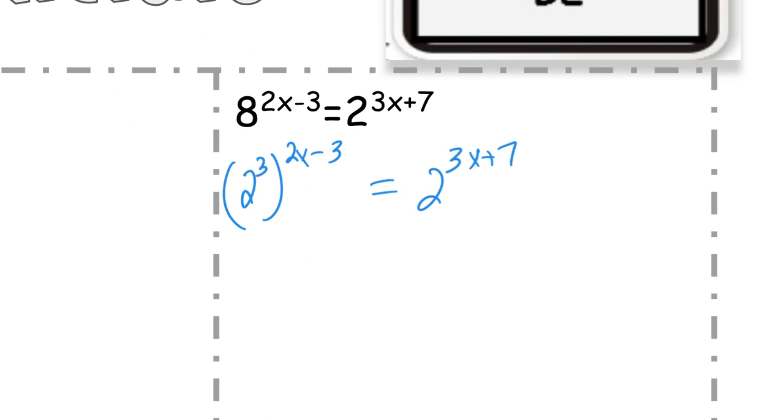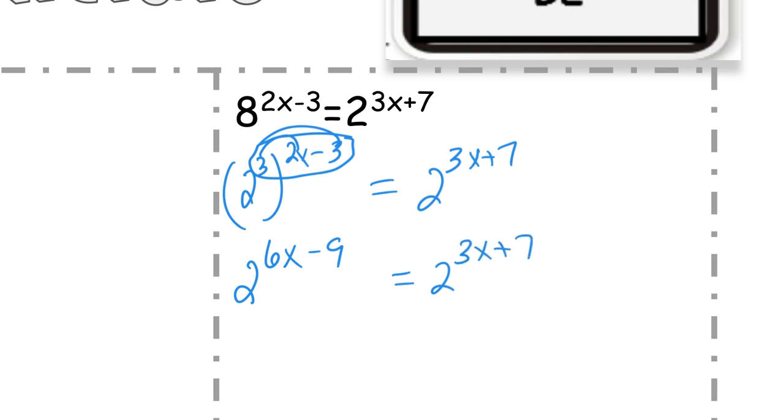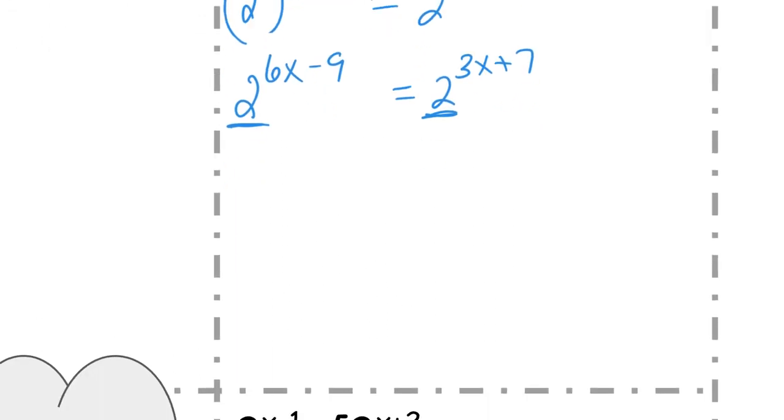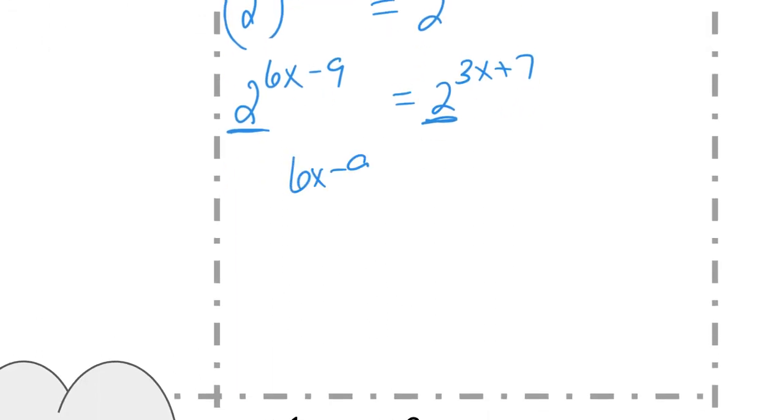All right. So now this would be right here, power to a power. We multiply. So we got 3 times 2x, and then we got 3 times negative 3. Over here we don't have anything we have to do. Now we have the same bases, so we can drop our bases and just set our exponents equal to each other and solve. So what do we do first?